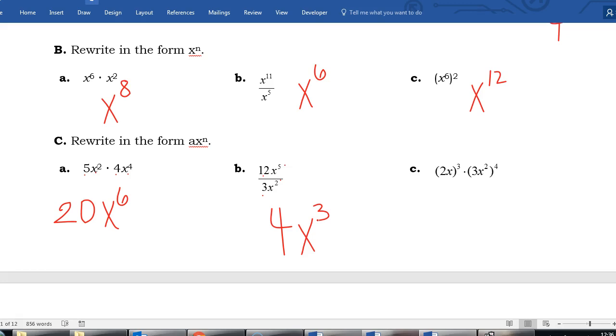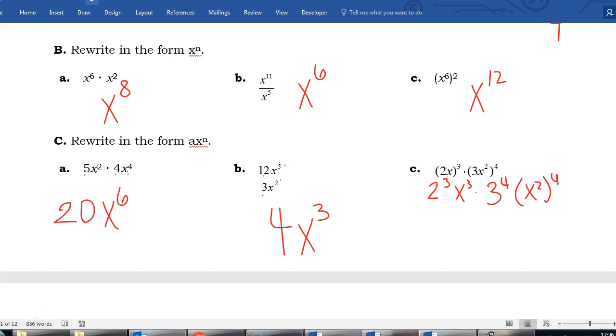The last one mixes together 3 or 4 of our rules. First we need to use our product rule here. We're going to make 2 to the third, and we're going to make x to the third. And then I'm going to distribute my 4 out, so this is going to be 3 to the fourth and x to the 2 to the fourth.